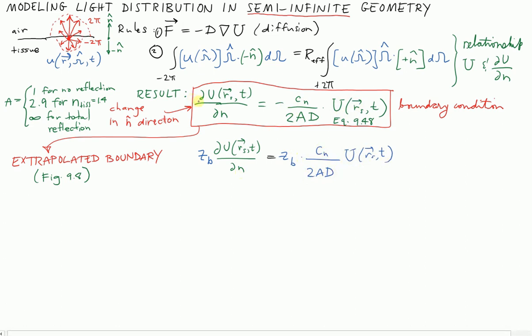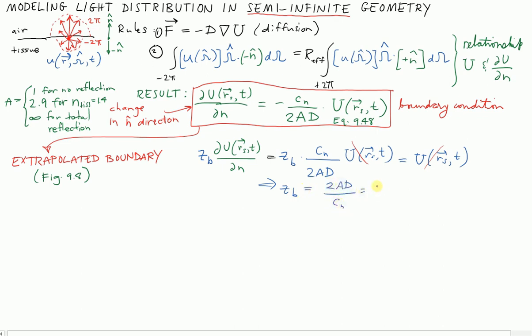Right, so I multiply both sides of this equation by zb. So what I've got now is I've multiplied zb by both sides of this equation. And I found out that zb times the rate of change at the boundary, and I'm looking for when that's actually equal to u itself. Well, if this is equal to this, I can cancel out the two u's. They cancel, and I get that this quantity here must equal 1, and that leads to a value of the extrapolated boundary equaling 2AD over Cn.